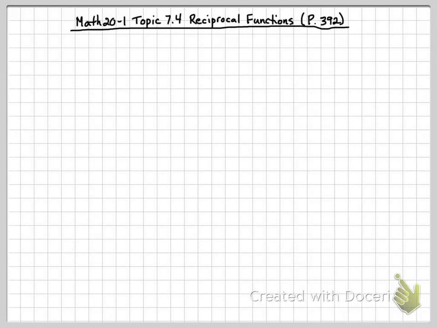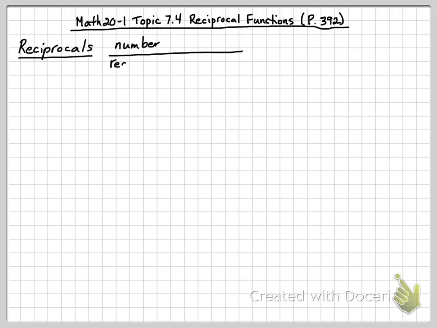Today in Math 20-1, we're going to look at topic 7.4, finish off chapter 7 on reciprocal functions, page 392. Reciprocals. Let's remember what reciprocals are. If we had a number like 4/3, the reciprocal of 4/3 is 3/4. If we had a whole number 7, which we can express as 7/1, the reciprocal would be 1/7.